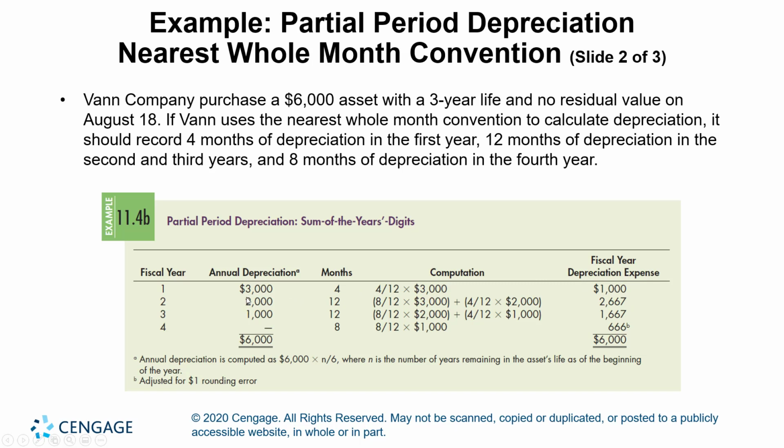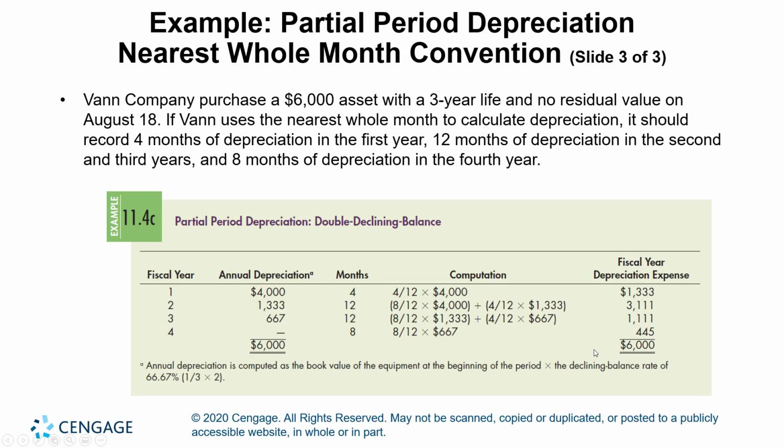If Van uses the nearest whole month convention, so this is partial depreciation, and this is double declining balance. In this case, they would have annual depreciation for 4 months, so 4 divided by 12 times 4,000. So they would have 1,333. And then they would take the annual depreciation and multiply by 8 by 12 for the 4,000 and 4 by 12 for the 1,333. And then they have 667 left.